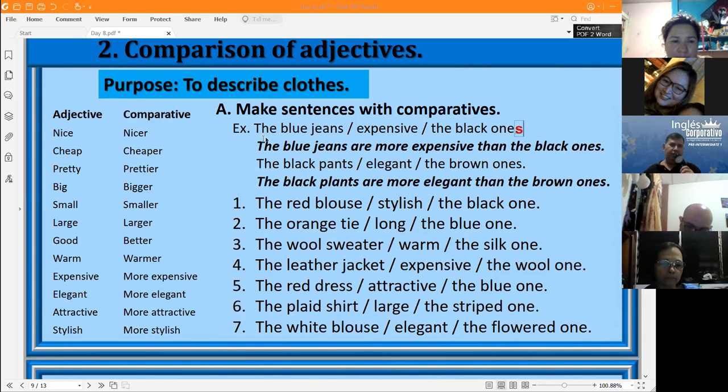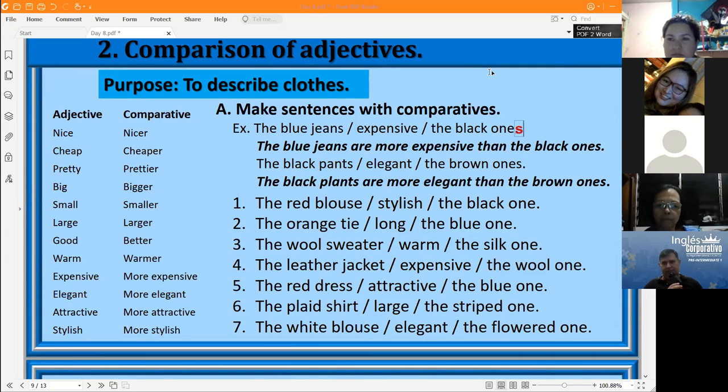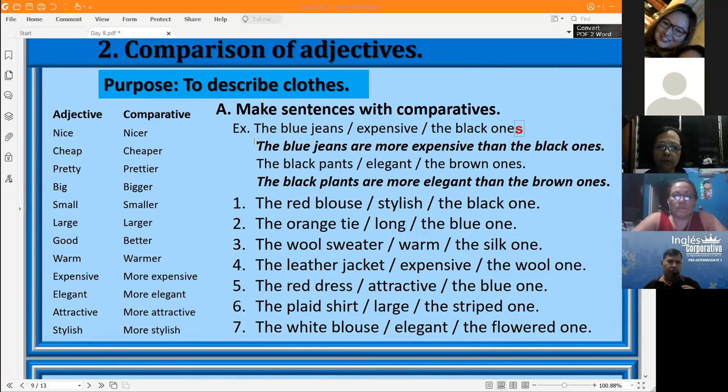Now let's see. It appeared that I had some volunteers. Yes. Okay. Katya? Me, teacher. What number? Number four. The leather jacket is elegant, is more expensive than the wool one. Yes, excellent, very good. Thank you. That was Katya. Okay, excellent.